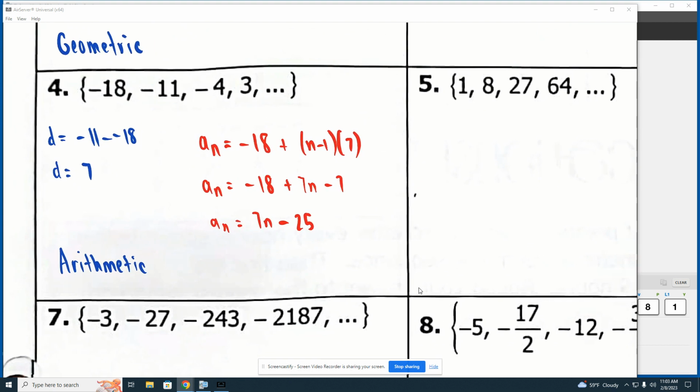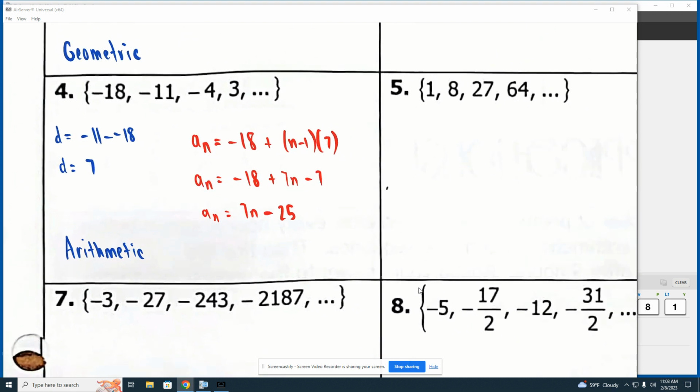Now look at number 5. And this is the last one I'm going to do before we skip on. Number 5, what does it look like? Like your first impression of it?